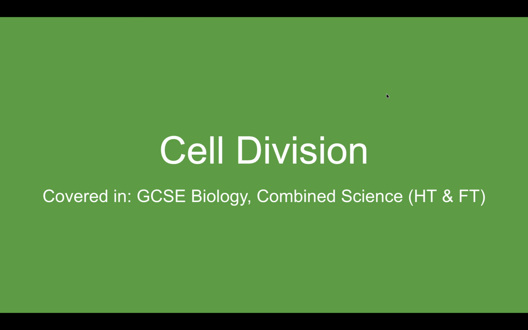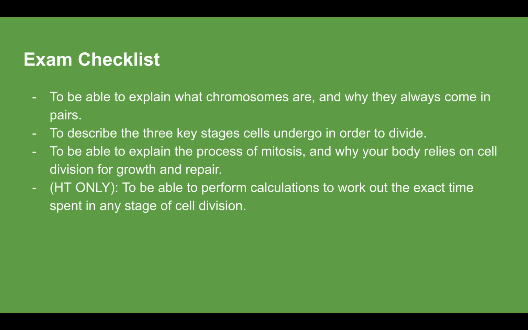Today we're going to be going over the topic of cell division, which is in topic 1, cell biology, and this is required for GCSE Biology and Combined Science Higher and Foundation courses. So, by the end of this video, you should be able to explain what chromosomes are and why they always come in pairs. You should be able to describe the 3 key stages cells undergo in order to divide, and you should be able to explain the process of mitosis and why your body relies on cell division for growth and repair. That's the end of the foundation tier knowledge.